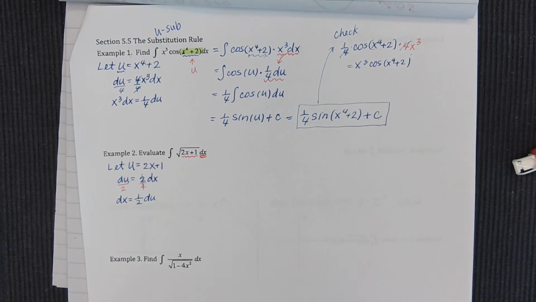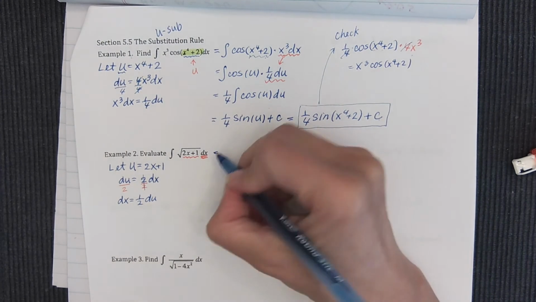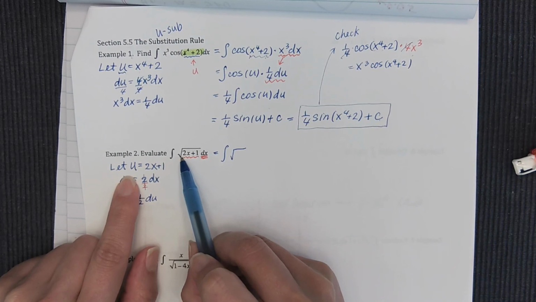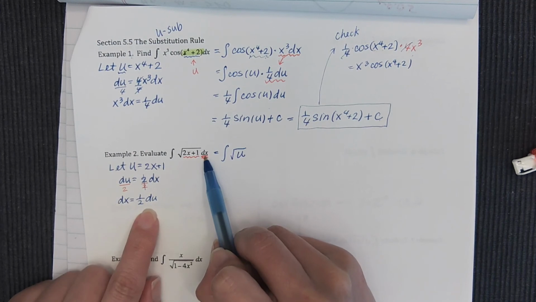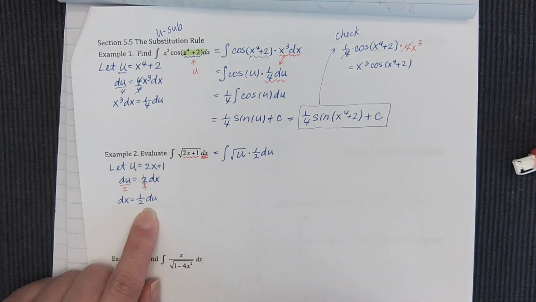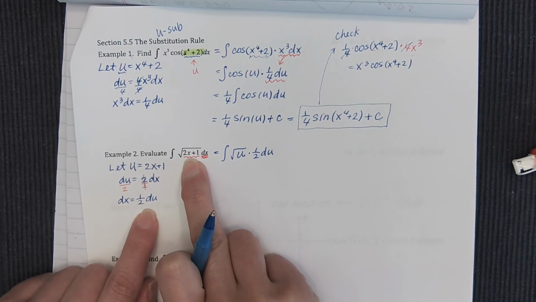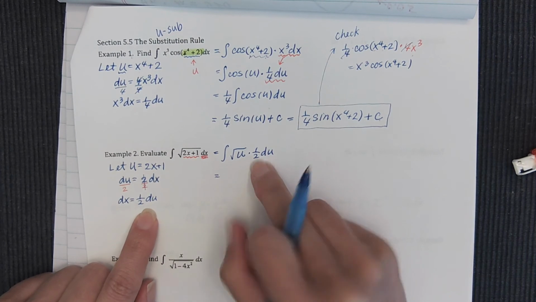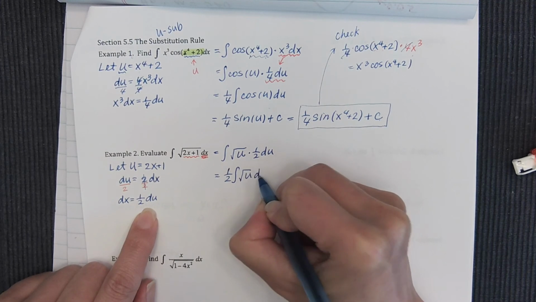Now we are ready. Make sure to plug in u everywhere. So the integral of the square root, and inside is u, because I said this is u, then dx is 1 over 2 du. Now it's a little better; I don't need to worry about what's messy inside. How do you take that integral? The 1 over 2 is a constant, so I'll take it out front: the square root of u du.